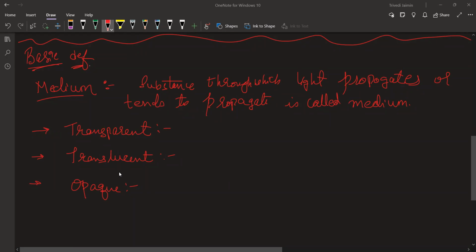Okay, give one example of each. Glass is transparent, sir. Very good. Translucent, a plastic cover is translucent. Super. Opaque is wall, sir. Okay. So everyone write in your own words.